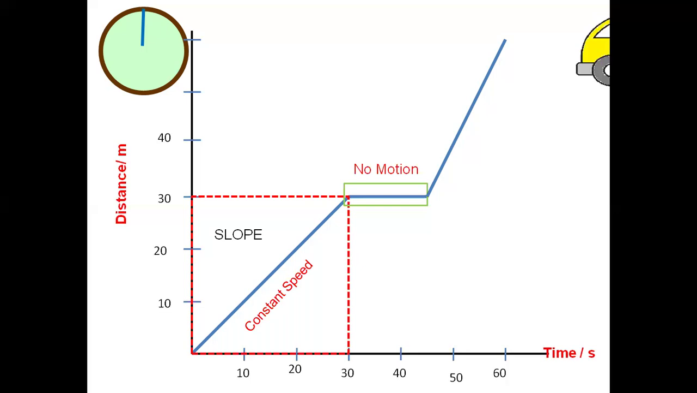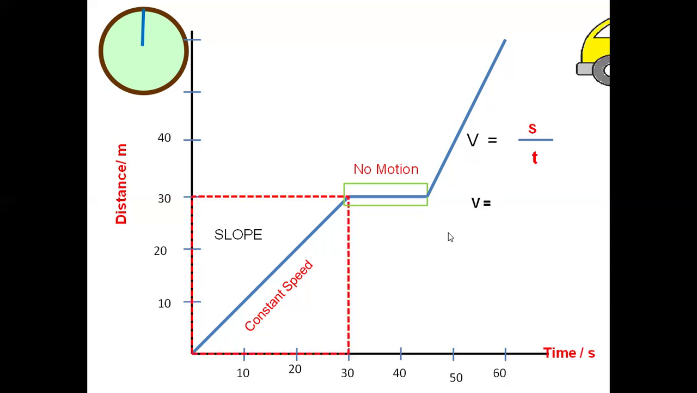So if we calculate the average speed using the formula S is equal to Vt, the answer will be 1 meter per second. But here the speed is not the same throughout the journey. In different parts, the speed is different. S is equal to Vt or V equals S upon T. The gradient of the distance time graph gives us speed.